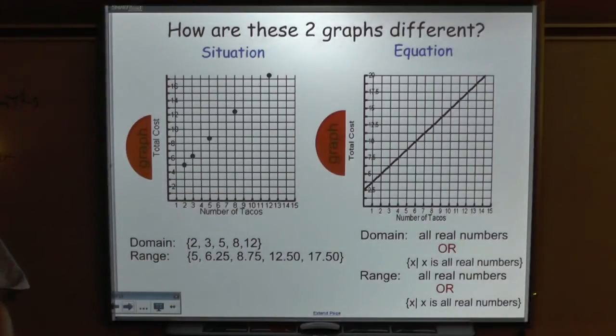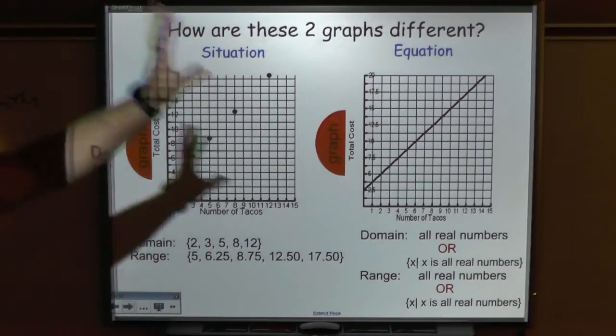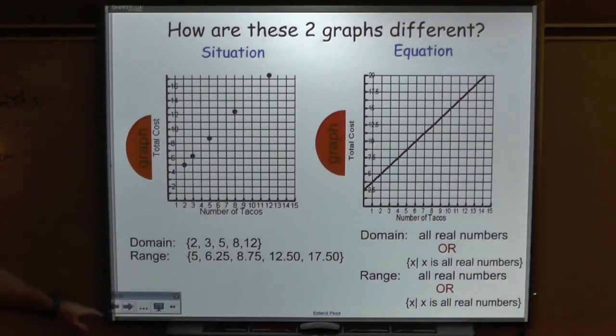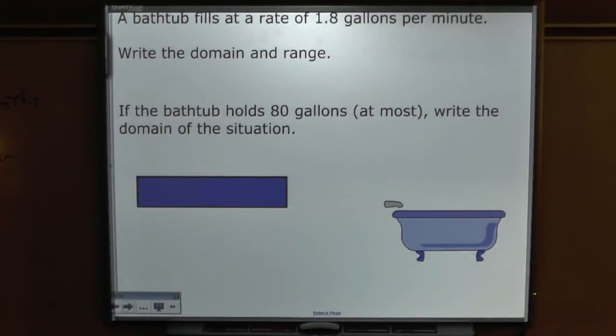They are going to ask you about that on the test. They're going to ask you for the domain of a situation. They're going to ask you the domain for a function or an equation. You got to know the difference between the two. Alright, so the next one.